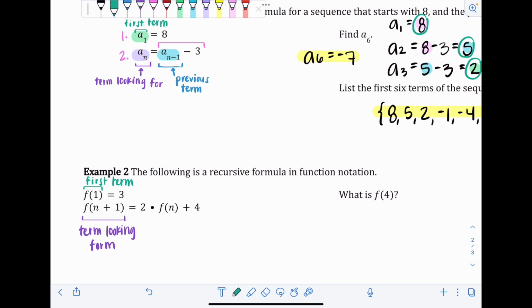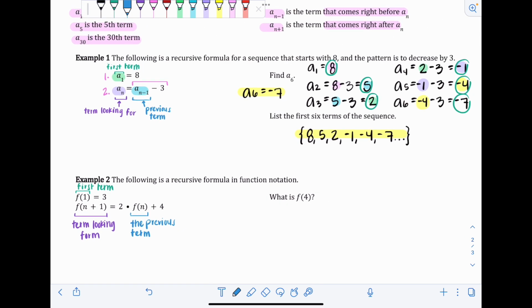And then f of n is that previous term, or this term that we know. So f of n is the previous term. F of n plus 1 is going to be the one that we're looking for. And that doesn't have to click a lot right now, but the hope is that once we go through the actual example, it's okay.